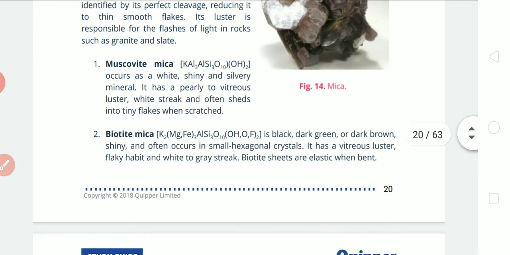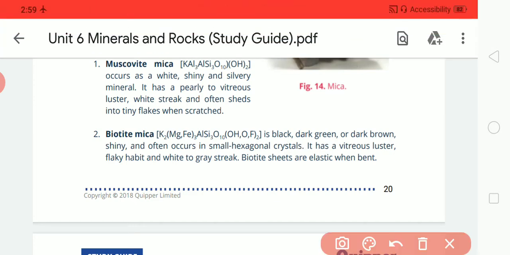We have muscovite mica, which occurs as a white, shiny, and silver mineral. So it has a pearly to vitreous luster, white streak, and often shades into tiny flakes when scratched.